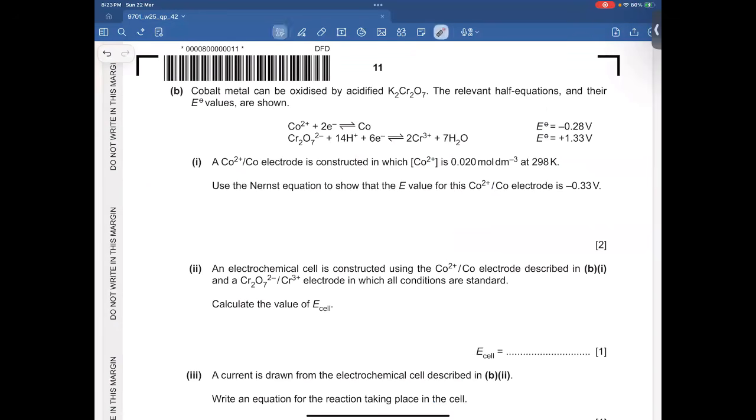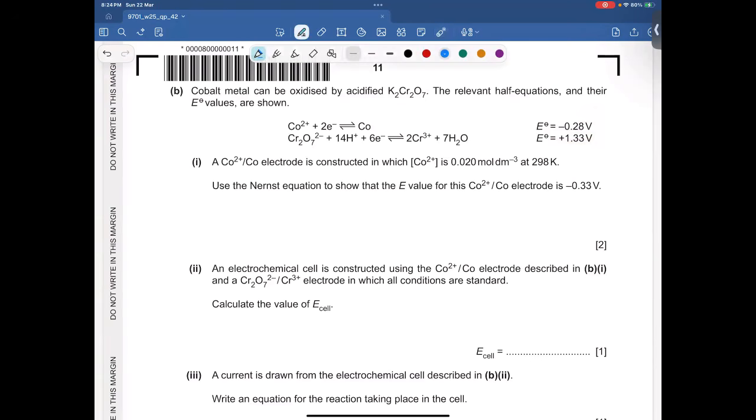Oh, now there is a tricky part coming. Cobalt metal can be oxidized by acidified potassium dichromate(VI). The relevant half equations and their E0 values are shown. All right. Cobalt metal is basically a reducing agent. This is an oxidizing agent, which means there will be a redox reaction between them. Now, cobalt 2+ has a negative SRP value, and dichromate(VI) has a positive SRP value, which means this is going to be the positive half cell, this is going to be the negative half cell, this is going to be the positive terminal, this is going to be the negative terminal.